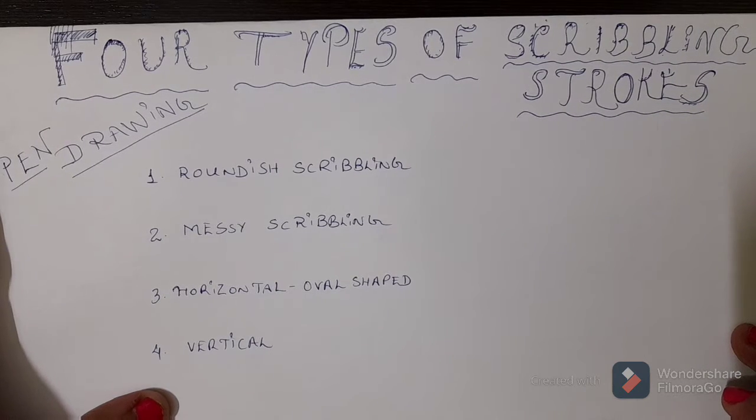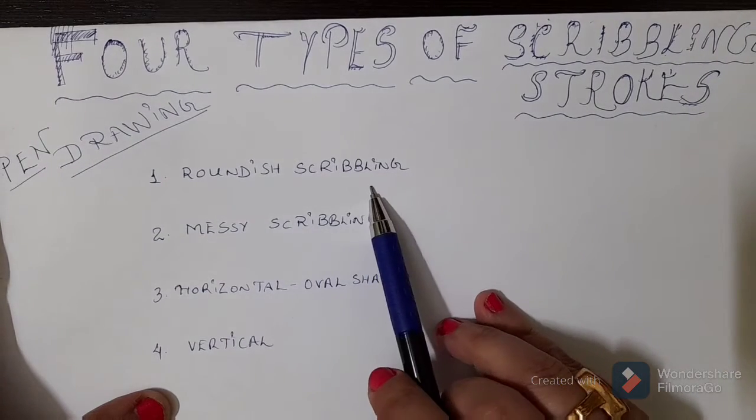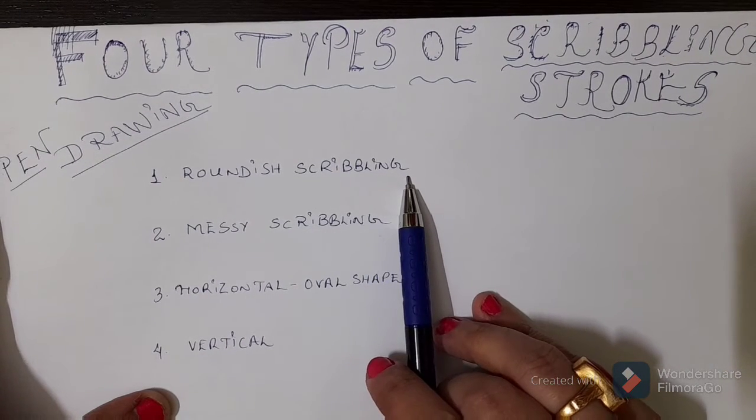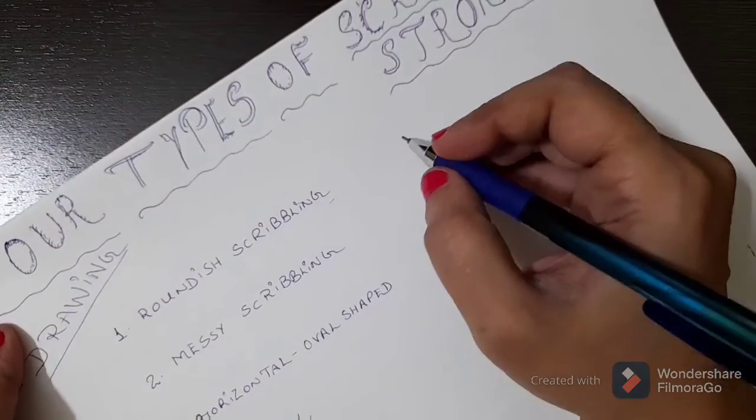Today I'm going to be showing you 4 types of scribbling strokes that you can use in ballpoint pen drawing, and in the case of pencil drawing as well you can use this type of scribbling. So let's begin. So first here I have the roundish scribbling which I'm going to be showing you. So let's start.